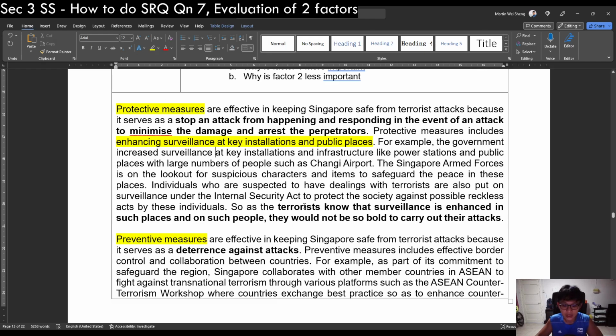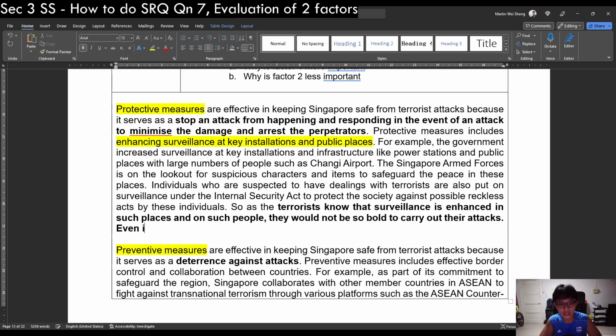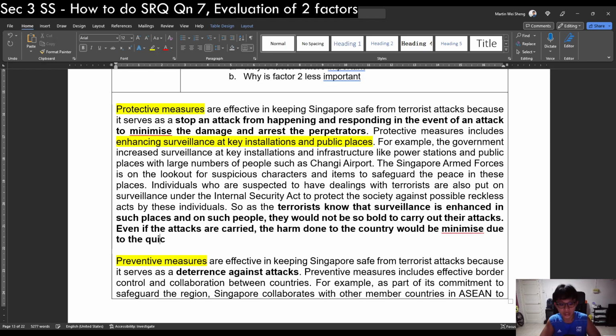Over here, the terrorist knows that surveillance is enhanced in such places and on such people. They would not be so bold to carry out their attacks. And I'll just add on, even if the attacks are carried out, the harm done to the country would be minimized due to the quick response by the authorities.